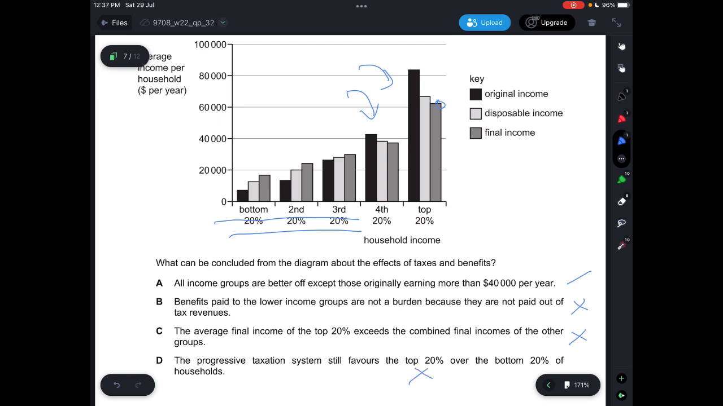And D, the progressive taxation system still favors the top 20% over the bottom 20%, which is incorrect. Obviously, you can see that here, the final income of the top 20% is definitely quite high, whereas for the bottom 20%, it increased because of the fact that there are welfare benefits. So D is incorrect. So the answer is A.